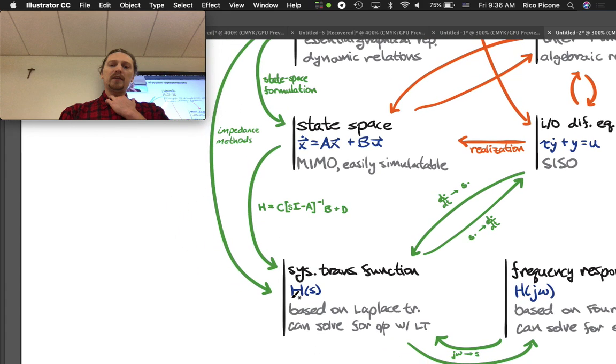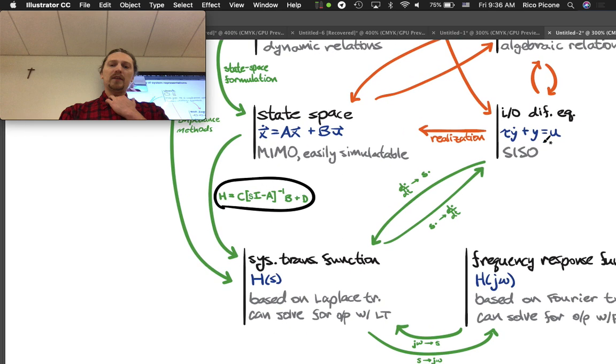So what we did today was learn how to go from state space, using this nice equation for H, to a transfer function. And then from a transfer function to a differential equation, remembering that s is just a time derivative. So if you go from a transfer function to an ODE, that's the route that we learned today.